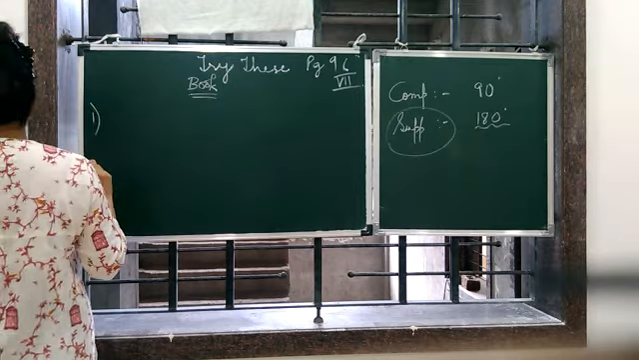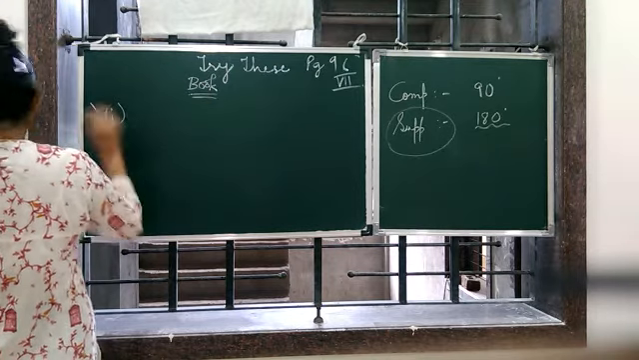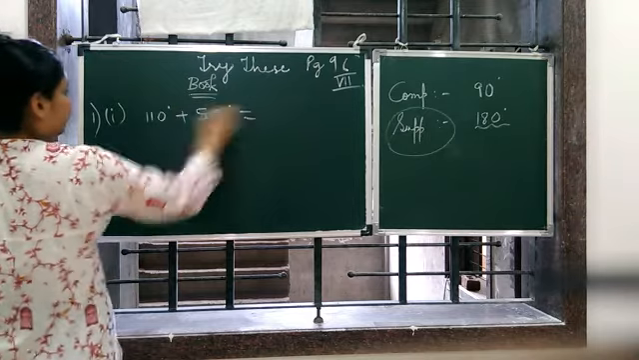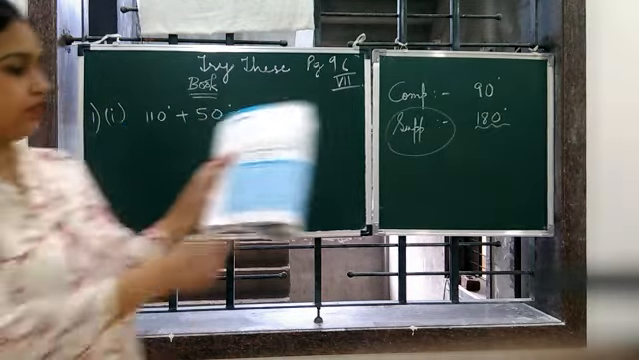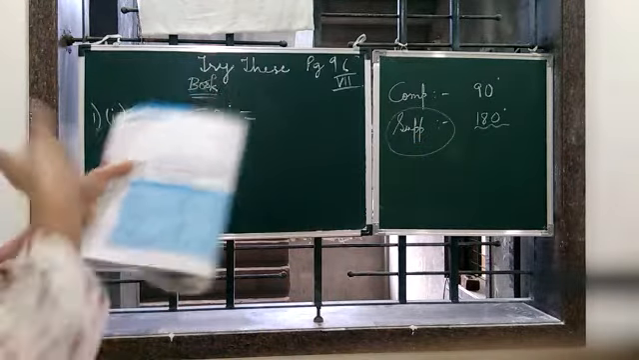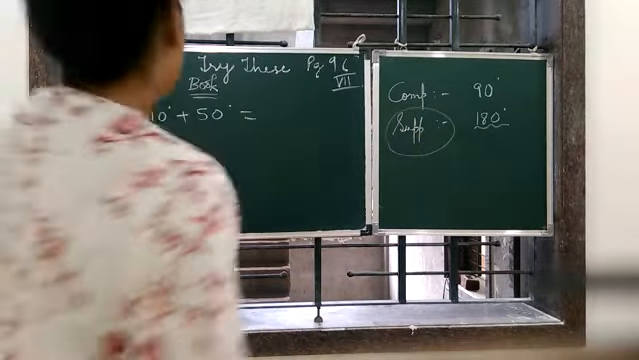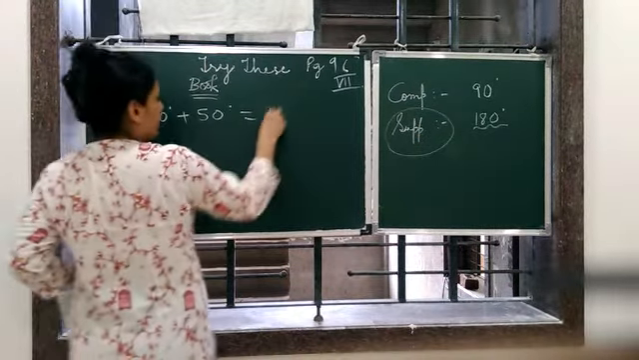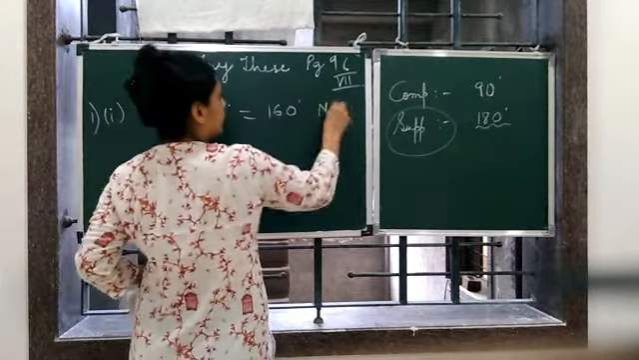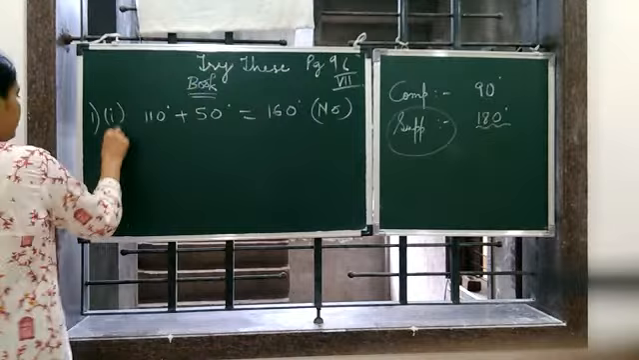First one का पहला, it is 110 plus 50 degree. We are going to add the two angles. Two different angles are given. You can see two different angles are given. Okay, we'll just add. यहाँ पे नीचे हम add करके देख लेंगे. So it is 160 degree. Is it equal to 180? No. So answer is what? No. So this completes the first one.